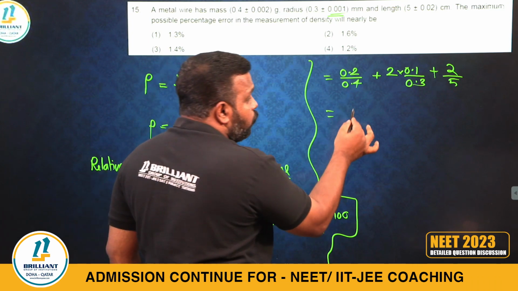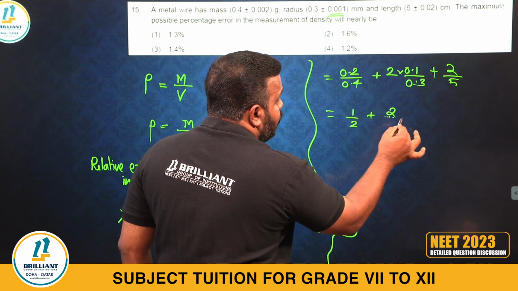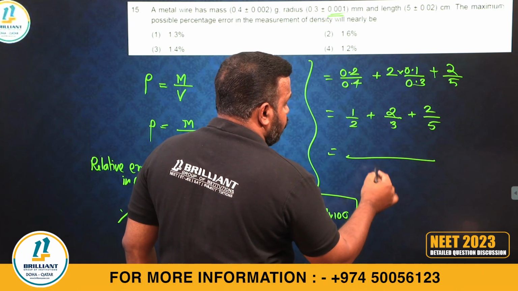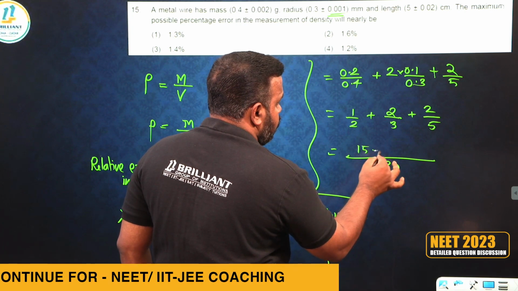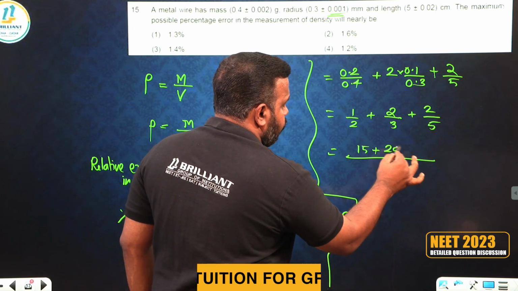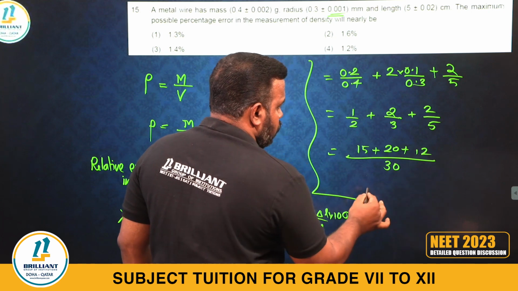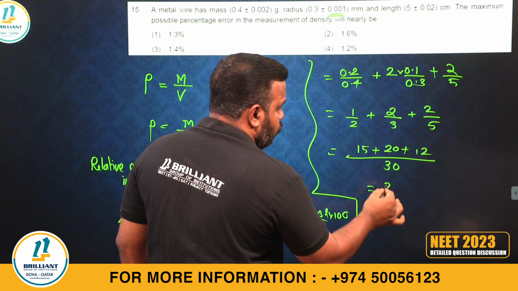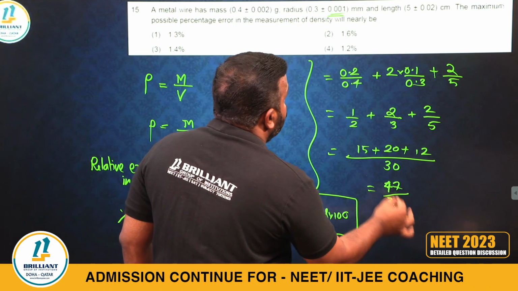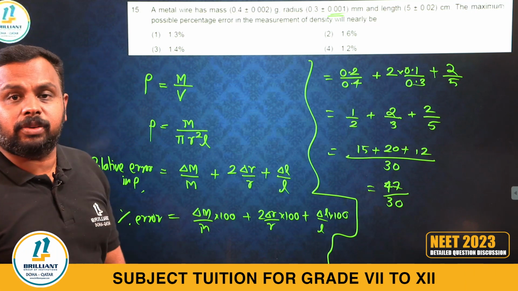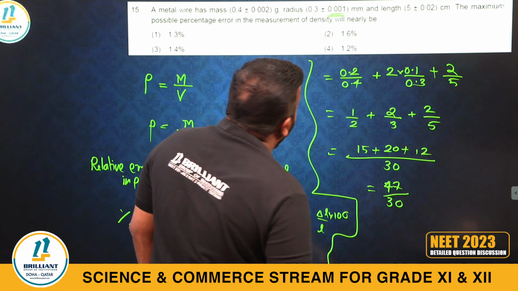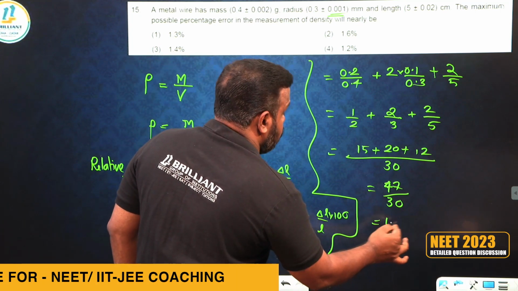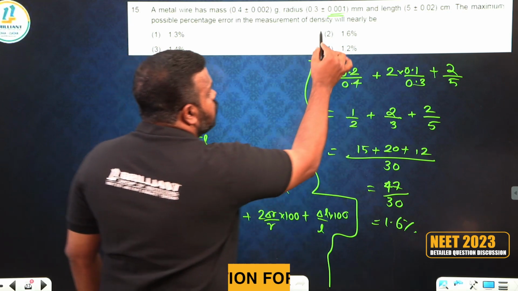0.2 by 0.4 is 2 by 4, which is 1 by 2, plus 2 by 3 plus 2 by 5. Take 2 into 3 into 5, 30, as LCM. You get 15 plus 20 plus 12. So it is 47 divided by 30. If you calculate, you can see that the answer will be around 1.6%. 1.6% will be the answer. Option 2 is the answer for this question.